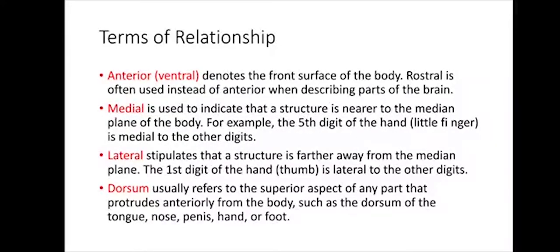Rostral is often used instead of anterior when describing parts of the brain. It means towards the rostrum. However, in humans it denotes nearer the anterior part of the head. Example, the frontal lobe of the brain is rostral to the cerebellum.